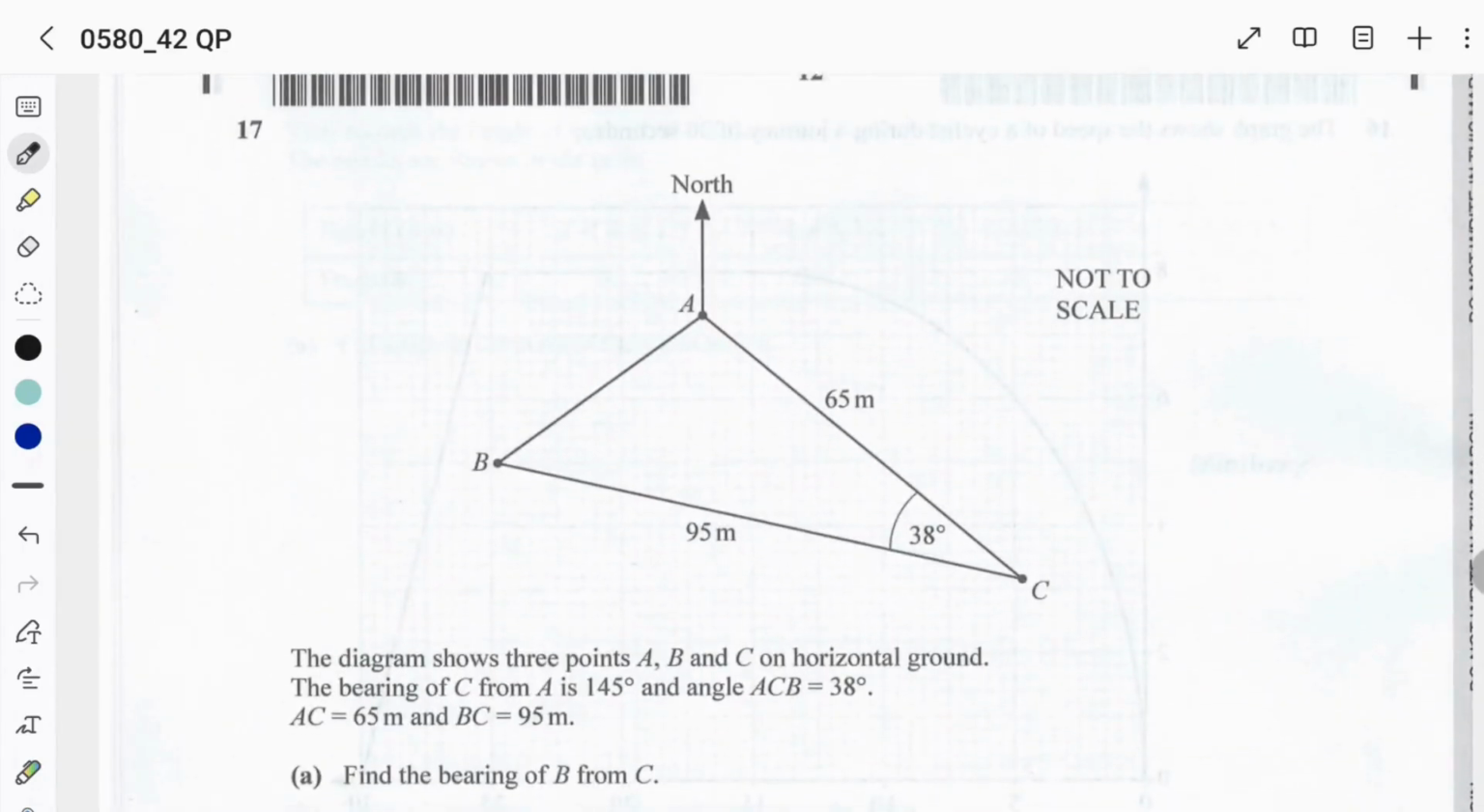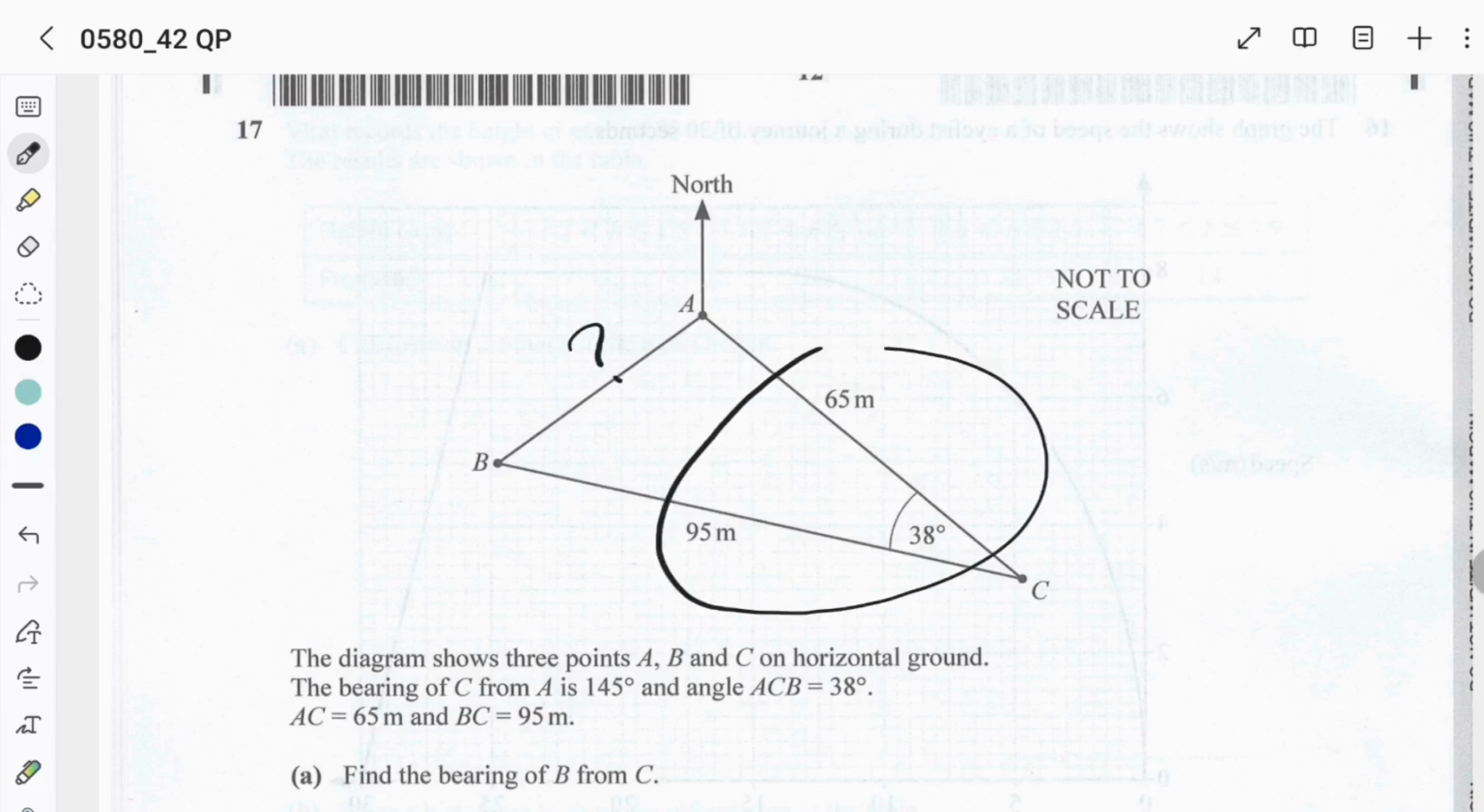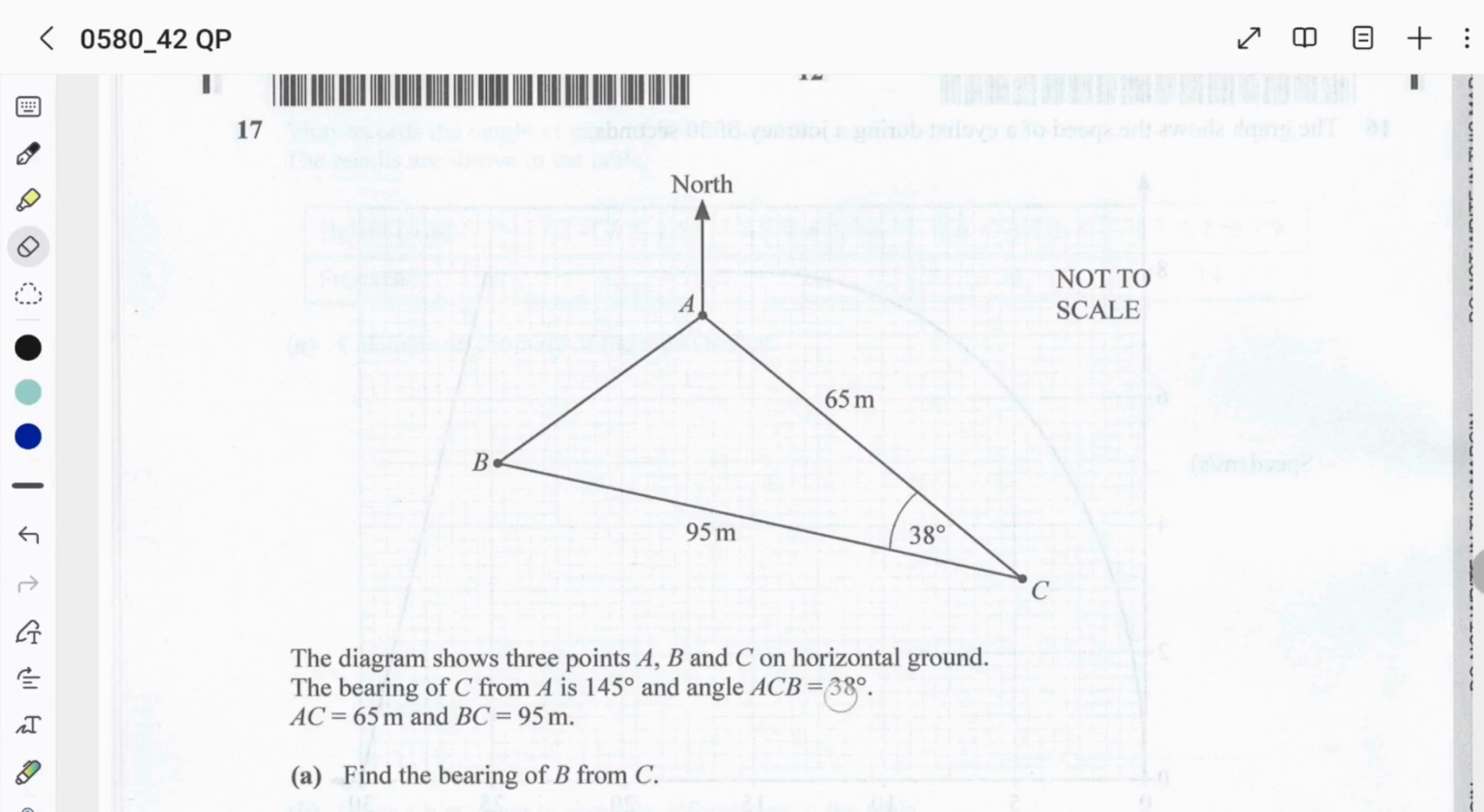Okay, the next question, number 17, is on trigonometry. Find the bearing of B from C. First of all, see the diagram. It's a non-right-angled triangle. For such questions, if two sides and the included angle are given and the side opposite is required, we use the cosine rule. Otherwise, if a non-included angle is given, we use the sine rule. So the bearing of B from C is required here.